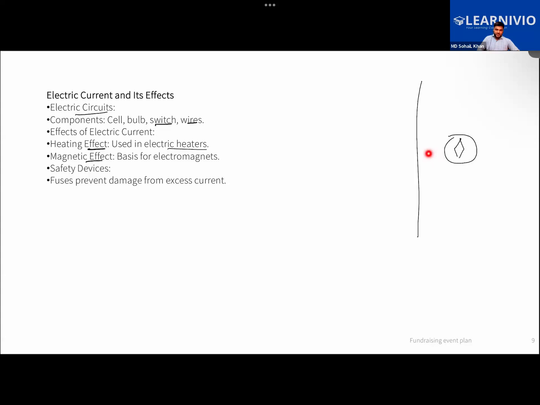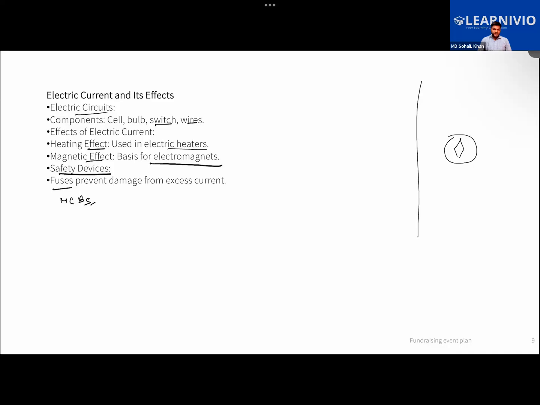In magnetic effect, we have learned when electric current flows through a given wire, and when we place a magnet near it, the needle of the magnet starts to deflect. So it means that there must be some magnetism produced around this wire. That's why the magnetic needle is moving, because a magnetic substance moves only when it is placed near another magnetic object or an iron, cobalt, or nickel object. So we learned about the magnetic effect, and it forms the basis for electromagnets. Then we have learned about the safety devices like fuses and MCBs, that help protect against damage and short circuit.